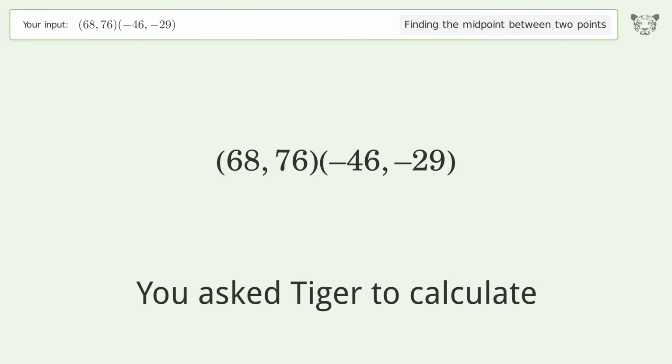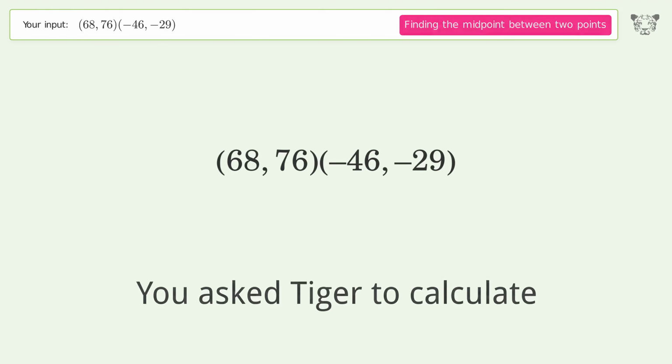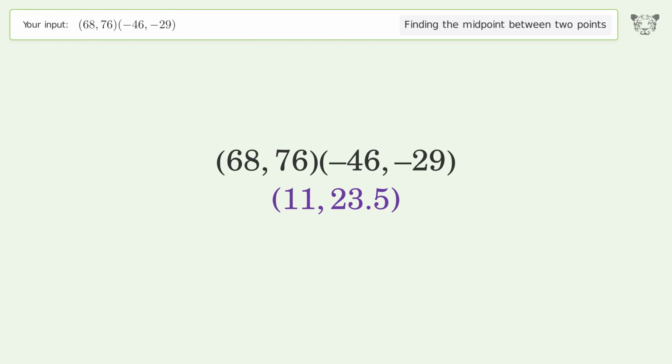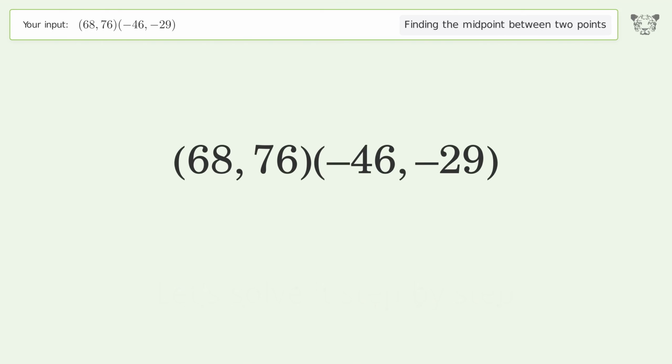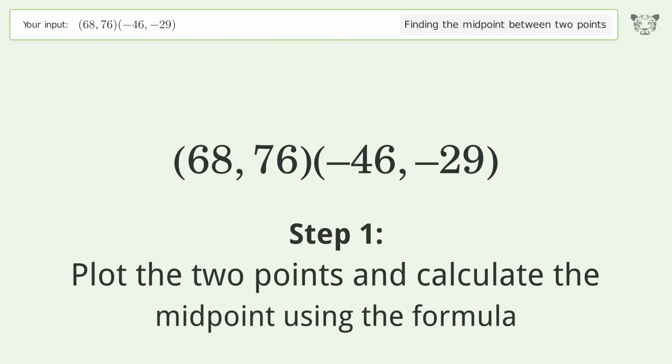You ask Tiger to calculate. This deals with finding the midpoint between 2 points. The midpoint between the 2 points is 11, 23.5. Let's solve it step by step. Plot the 2 points and calculate the midpoint using the formula.